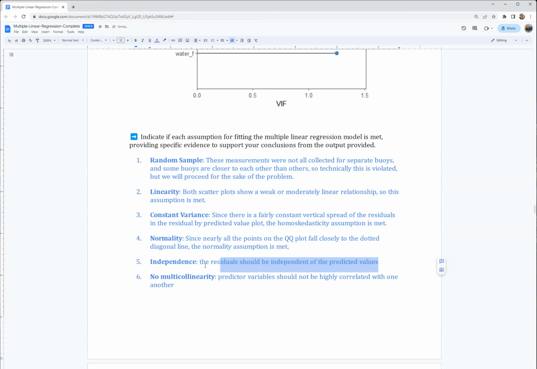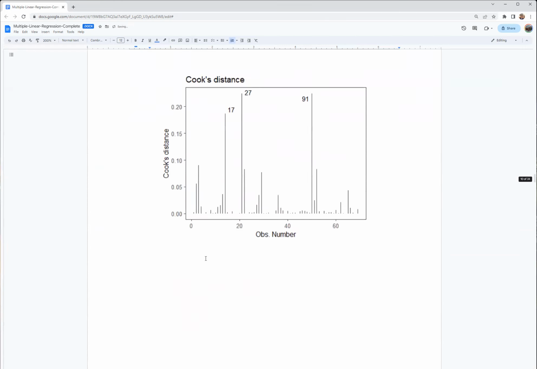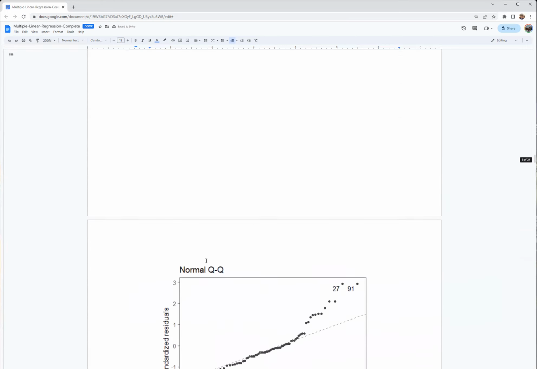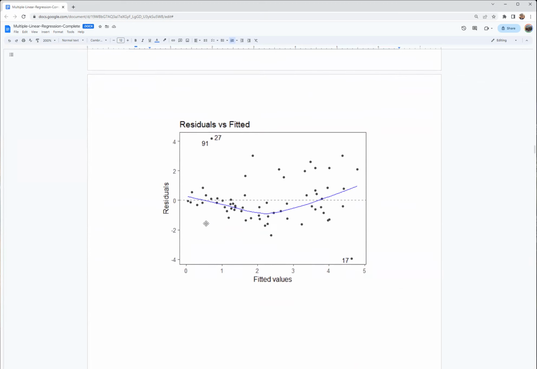Okay. Independent errors. So we want the residuals to be independent of the predicted values. We'll look at the residual by fitted value plot. What we're looking for here is that we want the predicted value, the fitted value, to not be informative of what the error or residual value is going to be. So showing some examples again where this is violated.